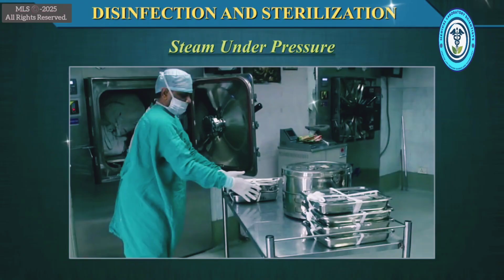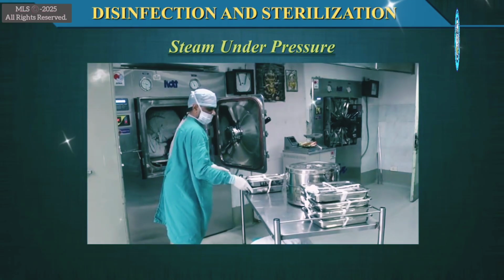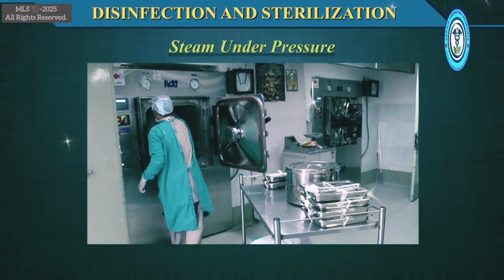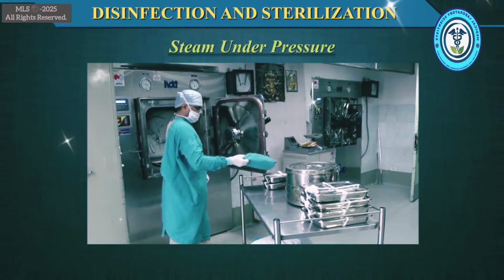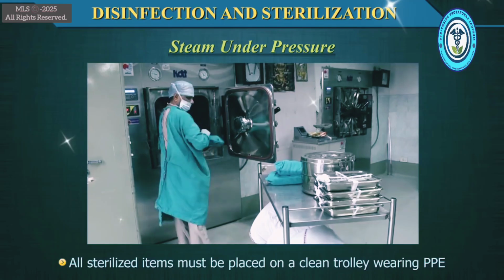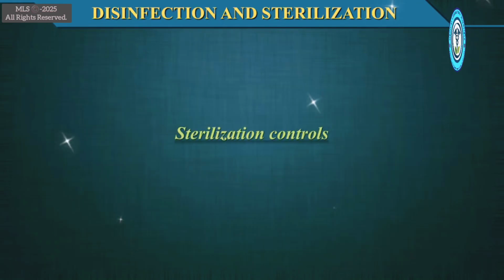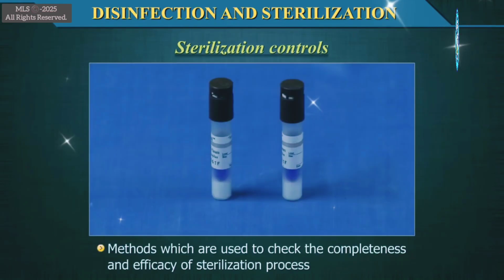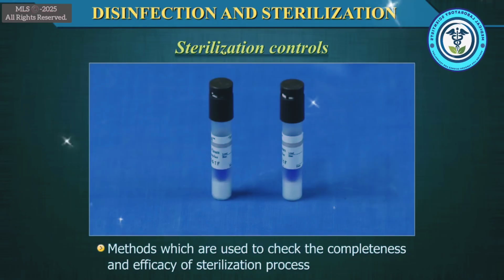A clean, separate room is required for the autoclave. Appropriate standard procedure should be followed for removing the sterilized items without contaminating them. All sterilized items must be placed on a clean trolley, wearing PPE. Sterilization controls. There are various methods which are used to check the completeness and efficacy of the sterilization process and penetration of steam inside the test load.